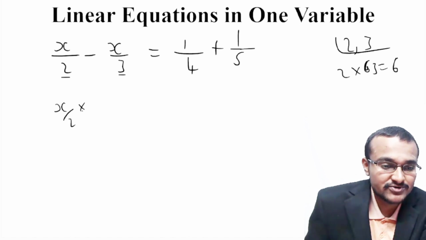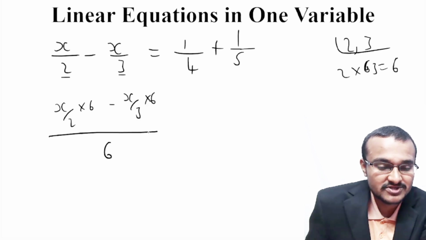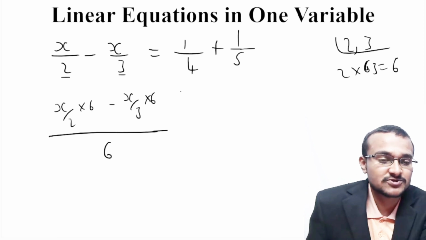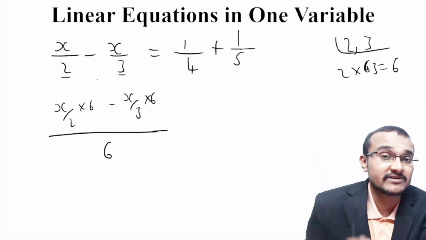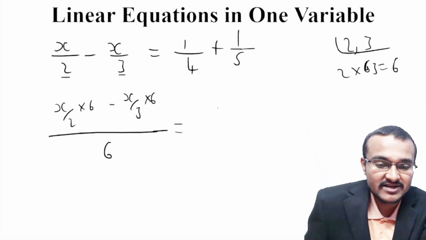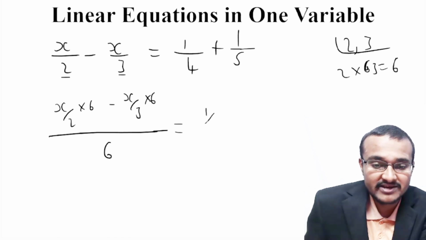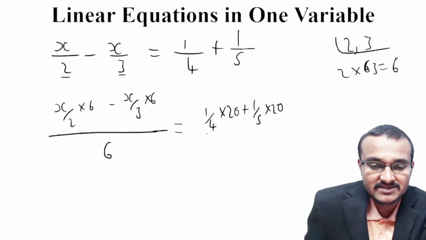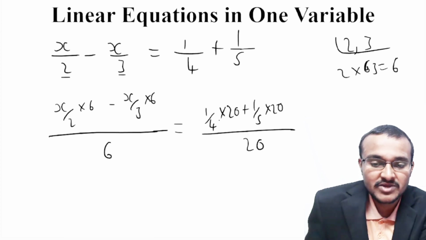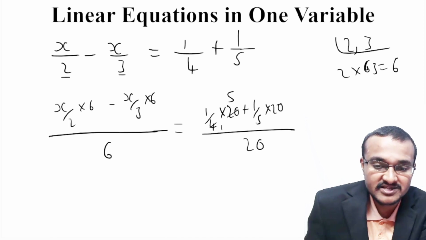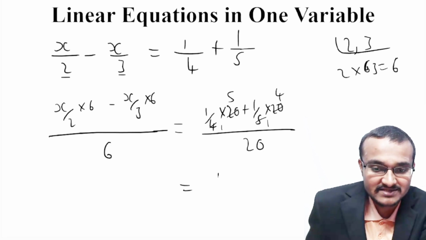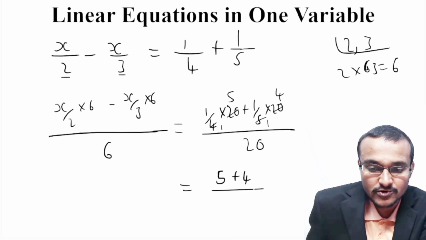Now x by 2 into 6 minus x by 3 into 6 whole divided by 6. So this you can actually do, because while solving fractions you should take the LCM of the denominators when you have different denominators. Similarly you can do the same thing for this 1 by 4 and 1 by 5. So the LCM of 4 and 5 will be 20. So 1 by 4 into 20 plus 1 by 5 into 20, you should multiply the LCM for both the terms and divide by 20. So now here 4 5s are 20, 5 4s are 20. So it will be 5 plus 4 by 20 on RHS.